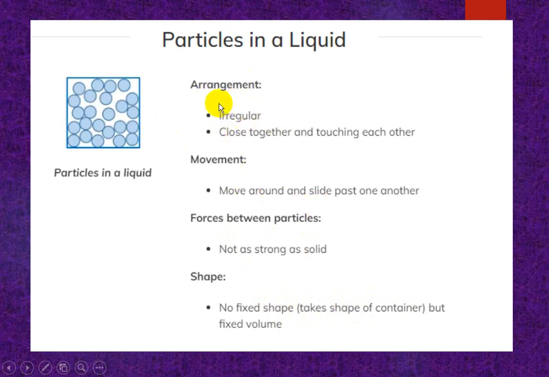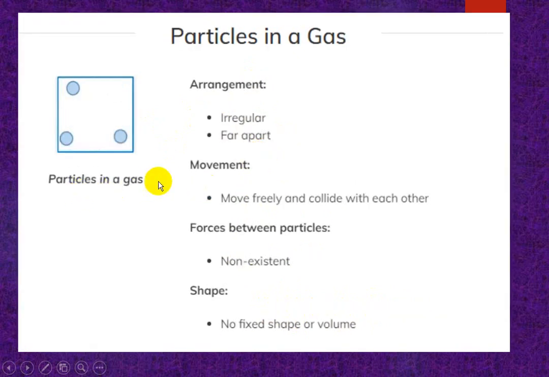The particle arrangement in gas is irregular. Particles are far apart from each other and can move freely, and there is no force between them. They have neither shape nor volume.